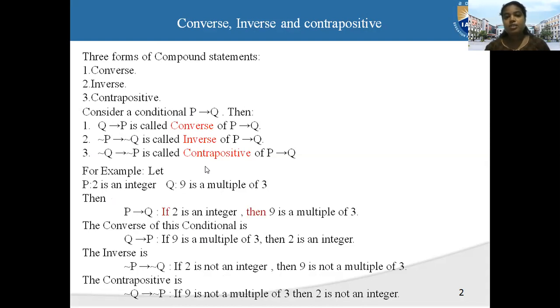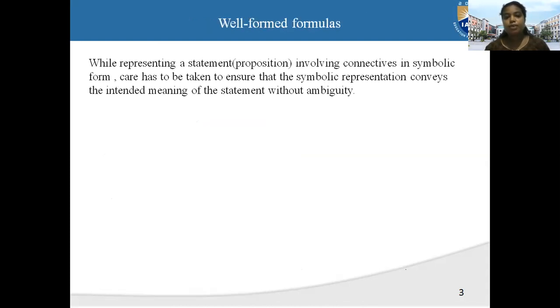The next concept is well-formed formulas. What is a well-formed formula? While representing a statement involving connectives in symbolic form, you have to take care of the sentential form in the symbolic representation, because there should be only one meaning for the given statement. More than one meaning is ambiguity. If there is no ambiguity in the given statement, then it is said to be a well-formed formula.